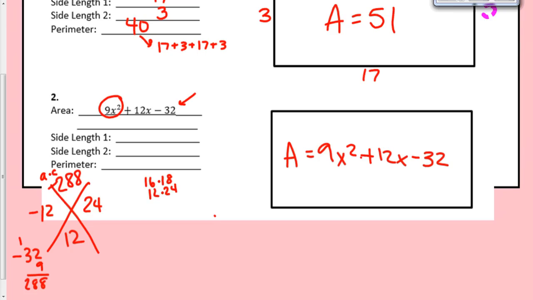The 12 needs to be negative so that it multiplies to a negative number but still adds to a positive. So I know that I can now split my middle term. Okay, so I'm going to rewrite this as 9x squared, but then instead of writing this 12x that used to be there, I'm going to write minus 12x plus 24x minus 32. Okay, now I'm able to group because I have 4 terms. So I'm going to group those two and group those two. I'm going to take out a 3x, and I'm going to take out an 8.